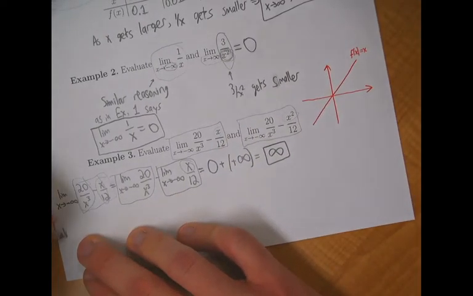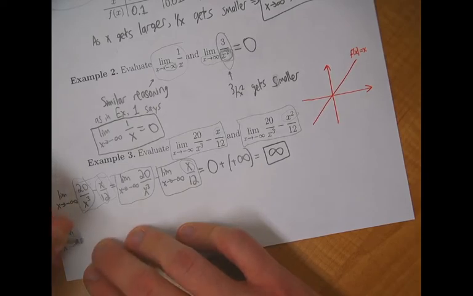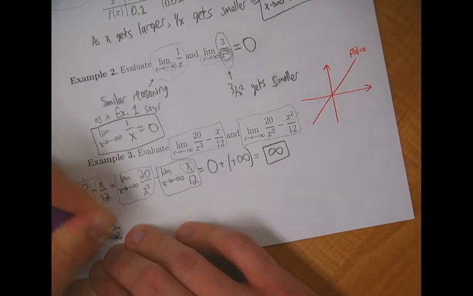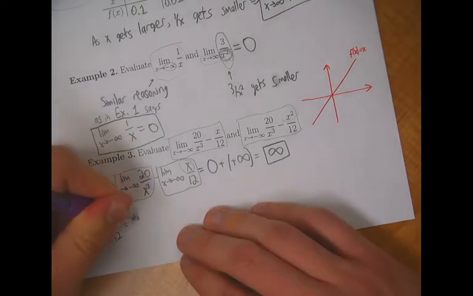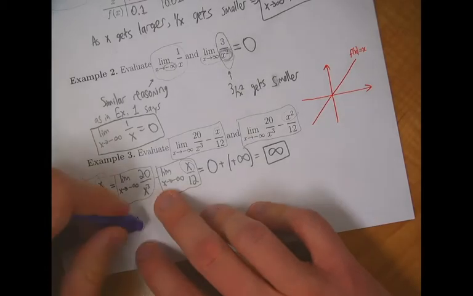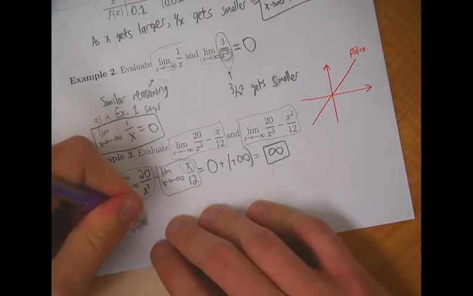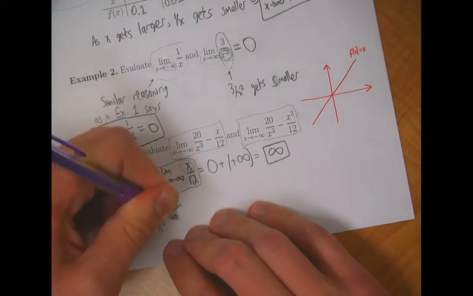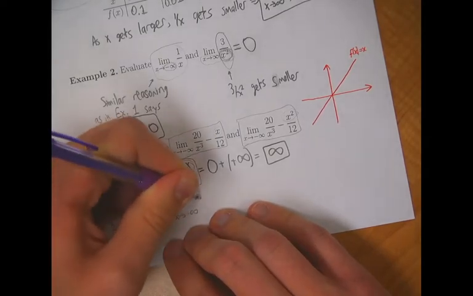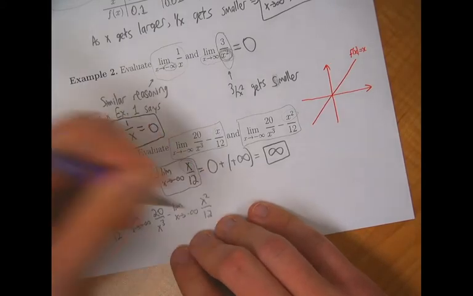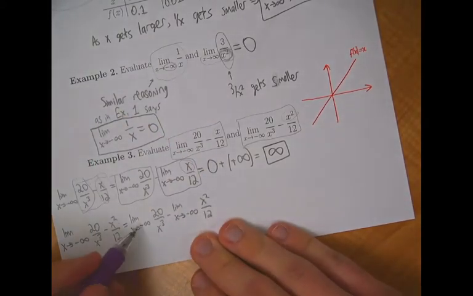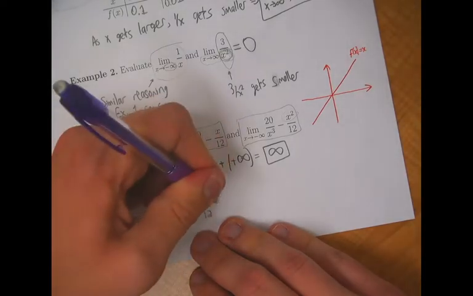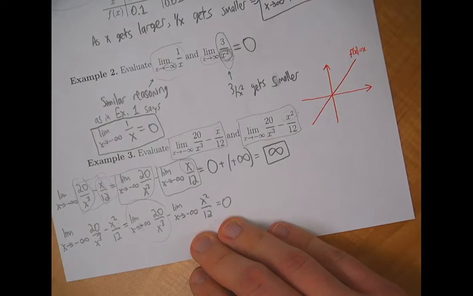So the limit as x goes to negative infinity of 20 over x cubed minus x squared over 12 is the limit as x goes to negative infinity of 20 over x cubed, minus the limit as x goes to negative infinity of x squared over 12. As before, this goes to 0 because it's the exact same thing we had above. So this is still 0. But now what happens with this?